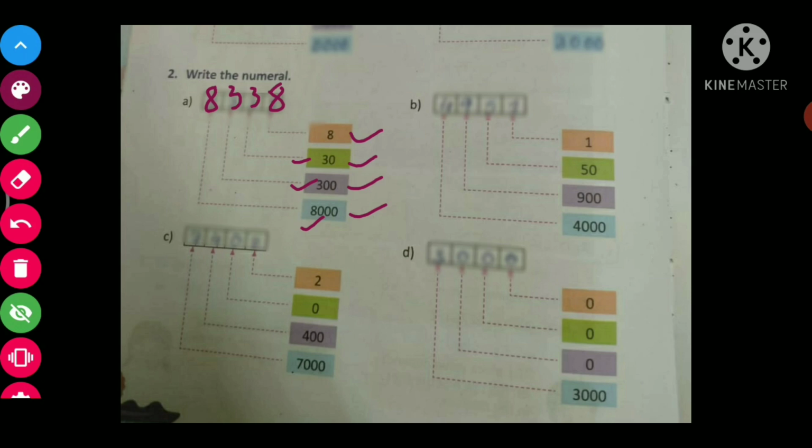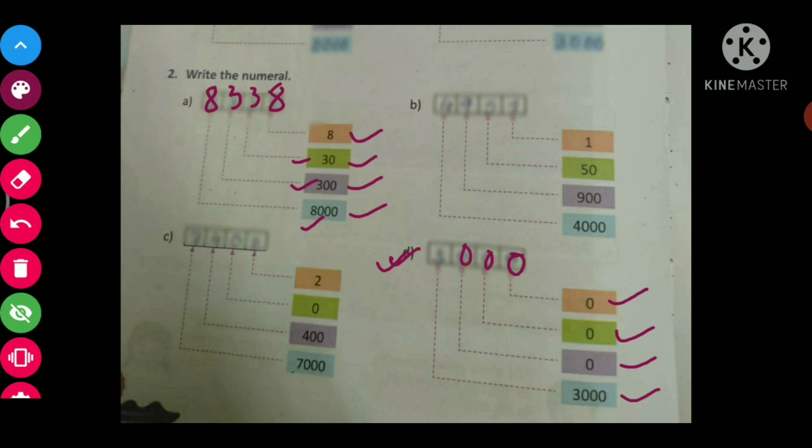One more I will do. See the D number. Now see, this one is 0. 0 means nothing is there. If nothing is there, then we'll put 0. Second also 0 is there, again we'll put 0. Third also 0 is there, so we'll put 0.